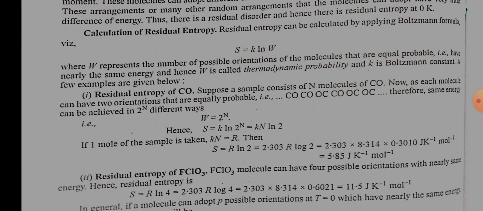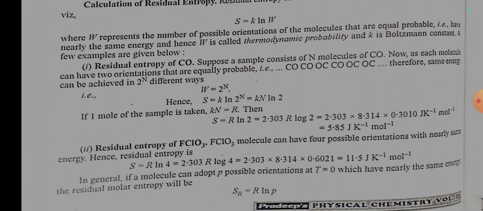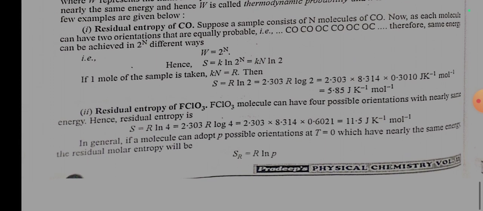Residual entropy can be calculated by applying the Boltzmann formula, S equals k ln W, where W represents the number of possible orientations of the molecules that are equally probable, that is, have nearly the same energy, and hence W is called the thermodynamic probability, and k is the Boltzmann constant. A few examples are given below.